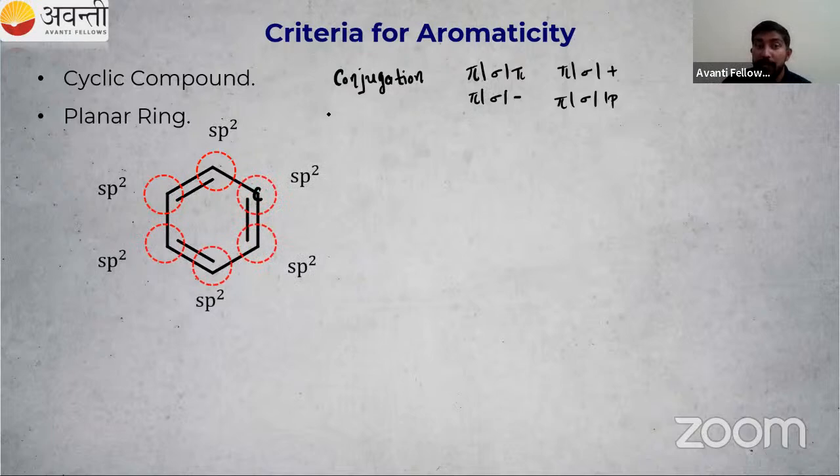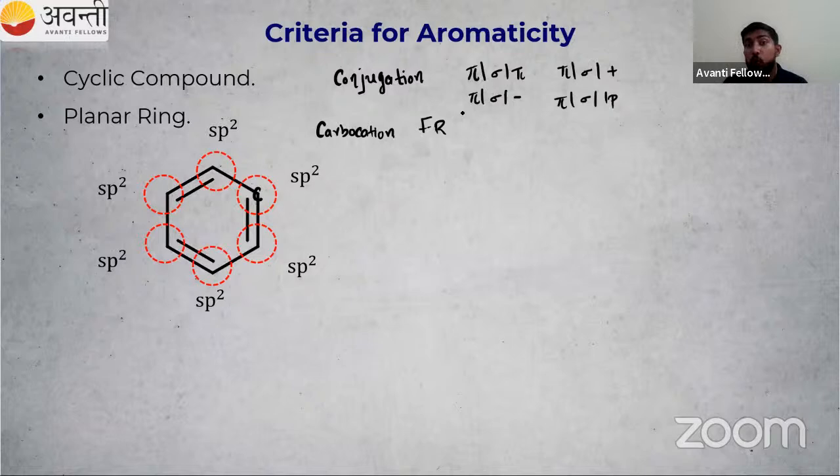So sp2 in the case of carbocation, in the case of free radical, we have studied sp2 hybridization. It is planar in nature. So all these carbons are in the same plane. So we can say our ring is planar in nature. So the second condition is satisfied.